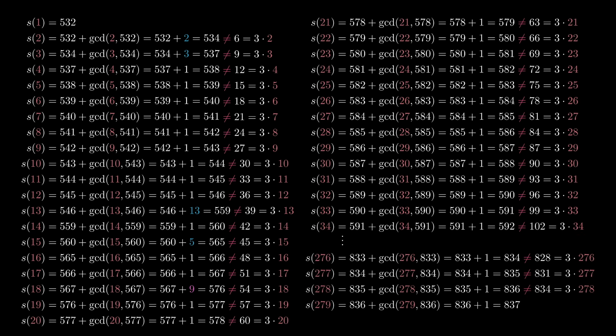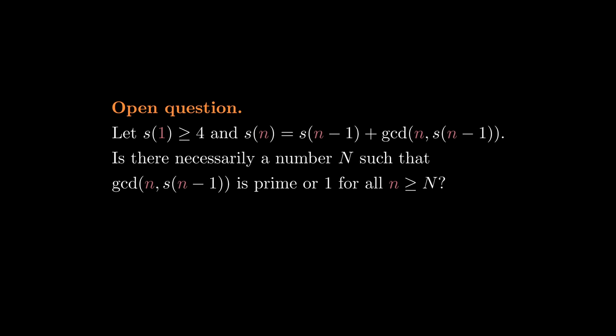S of 279 is 3 times 279. From that point on, all the GCDs will be primes or 1s. It seems likely that if you start with any initial condition that's at least 4, then this will eventually happen, but this is still an open question.